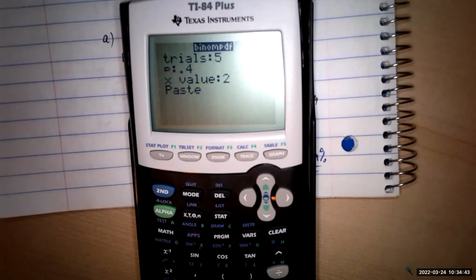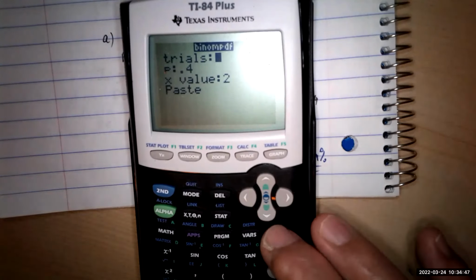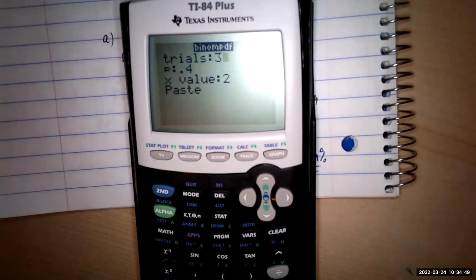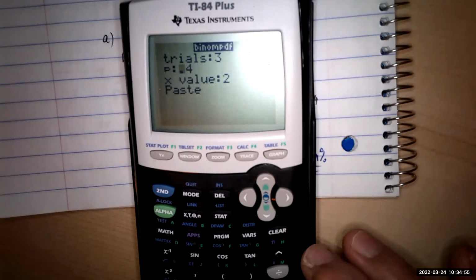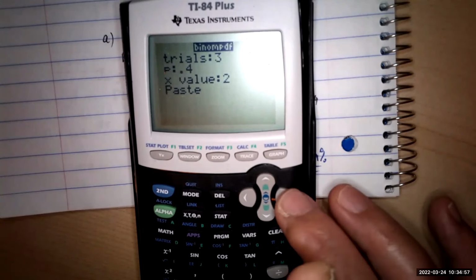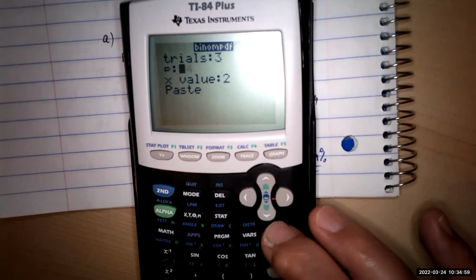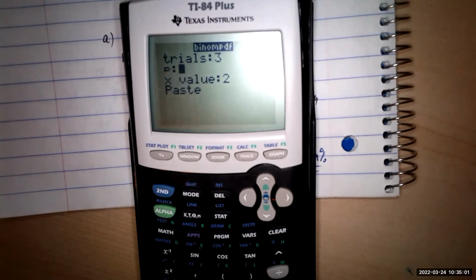So in this problem, N, the number of trials or sample size, is 3. So I'm going to change it into 3. That's going to be the number of the trials. Okay, then you go down, you identify the P. The P was 80%. So I'm going to change this one into 0.8, 80% or 0.8.